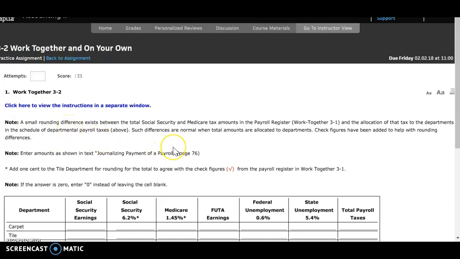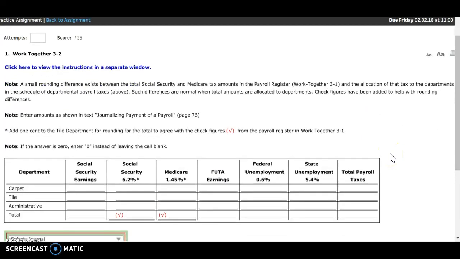A small rounding difference exists between the total Social Security and Medicare tax amounts and the payroll register in Work Together 3.1. The allocation of that tax to the departments in the schedule of department payroll taxes above. Such differences are normal when total amounts are allocated to departments. Check figures have been added to help with rounding differences.